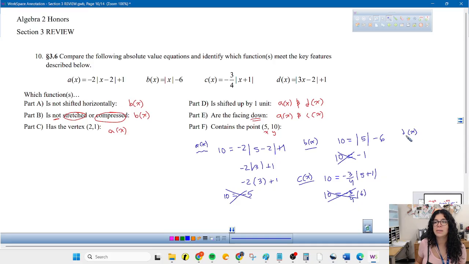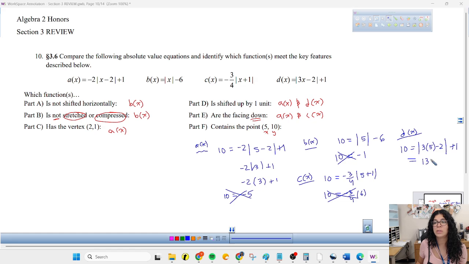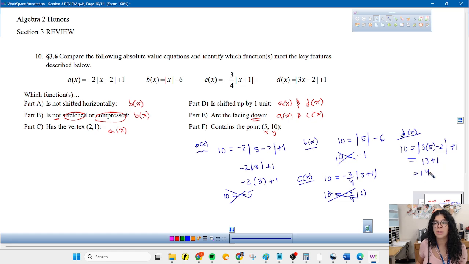Last one, d of x. Is 10 equal to the absolute value of 3 times 5 minus 2, plus 1? Well, 3 times 5 is 15. 15 minus 2 is 13. The absolute value of 13 is 13. 13 plus 1 is 14. So none of them work. None of these equations contains the point (5, 10).